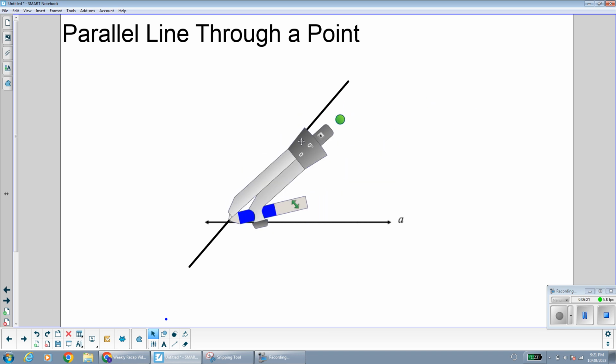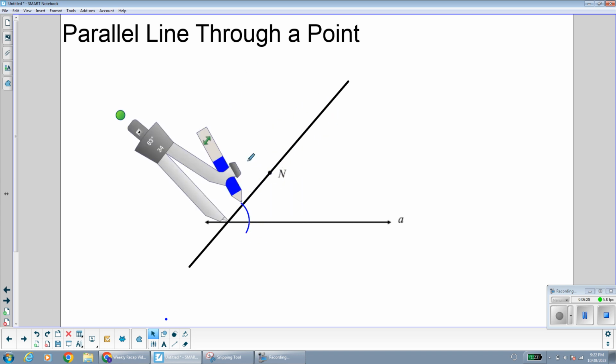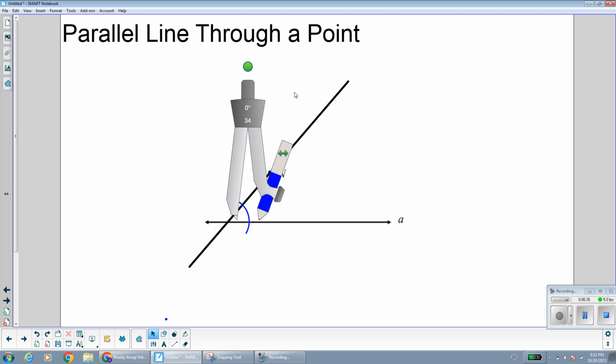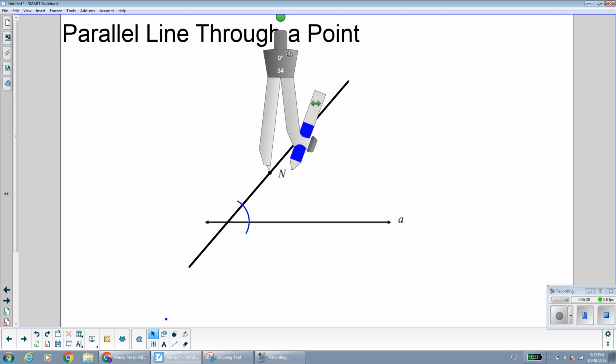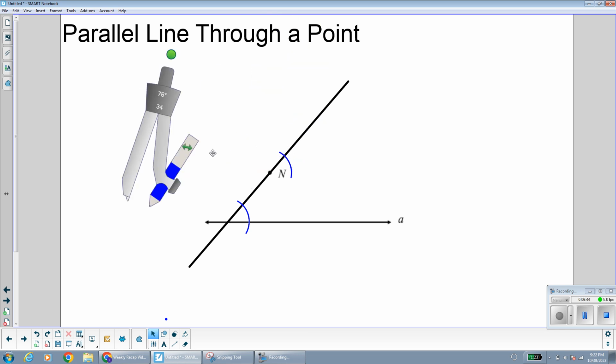So I'm going to put my compass right here on the vertex of the angle that I want to copy. And I'm just going to make an arc that intersects the angle at two spots. And whatever distance I used, once again, the distance doesn't matter, but whichever one I used, I'm going to come over here to point N and make the same arc. Now is when I actually have to measure this angle. So I'm going to measure between the two endpoints of the arc on the angle.